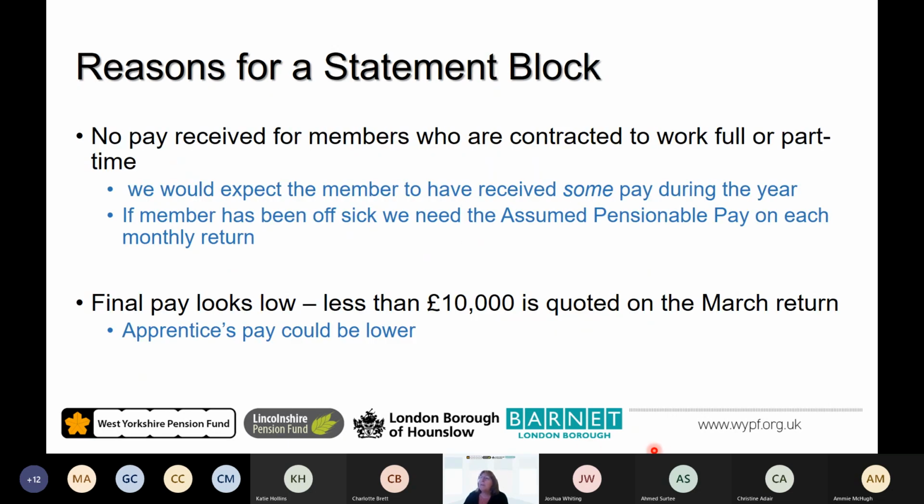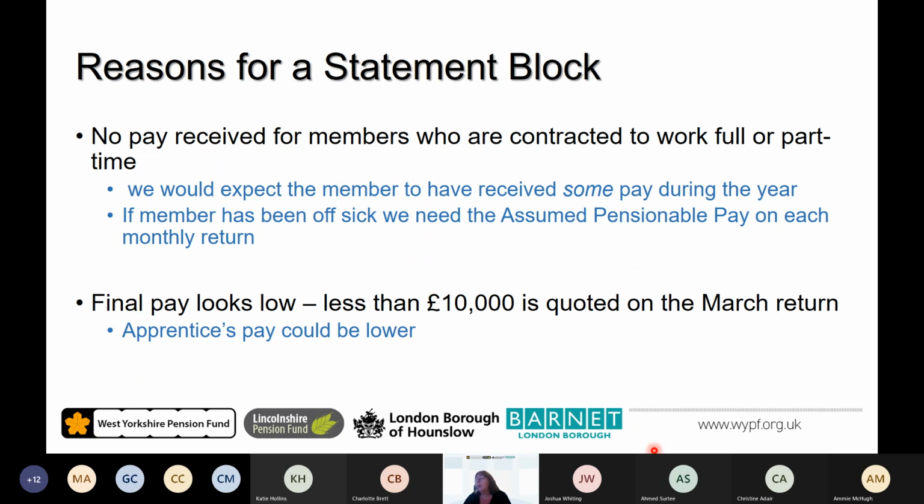So there are other reasons for blocks. No pay received for the member who's contracted to work full or part-time. Now, if they're contracted to work, we would expect them to have received some pay during the year. If the member was off sick, we would expect to be getting the assumed pensionable pay on the monthly return rather than their actual pay. So that's one problem.